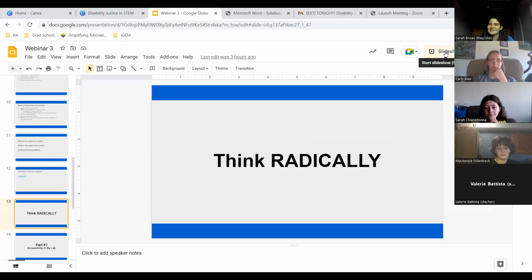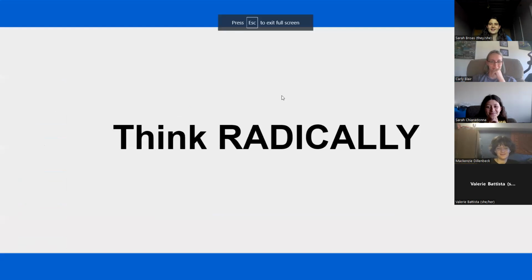Here's my slide, which is think radically. When we're thinking about accessibility, it doesn't have to be the same old, same old. There's new ways to go about accessibility. And like another participant had mentioned earlier, the COVID-19 pandemic has certainly affected how we think about accessibility.